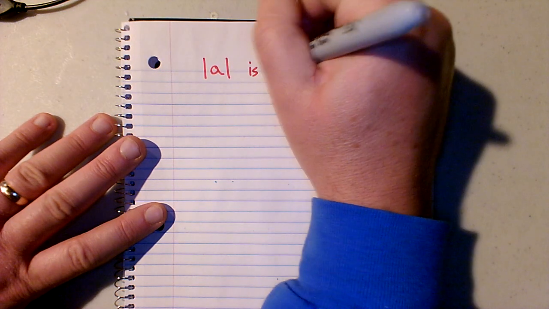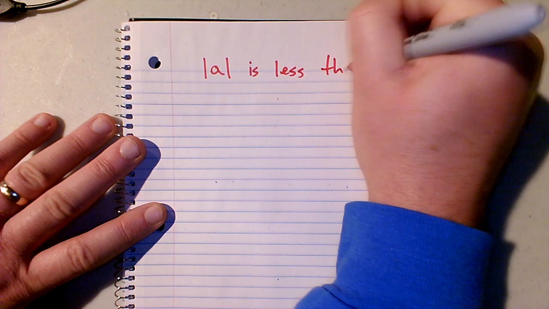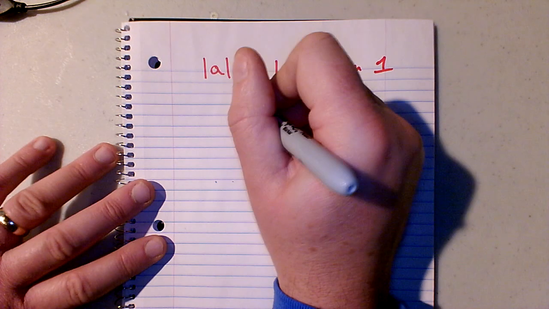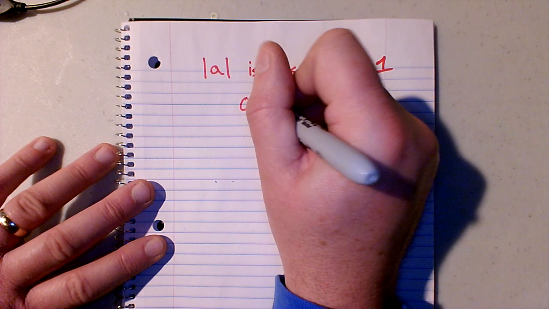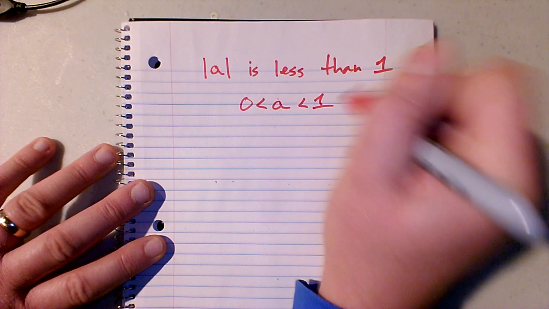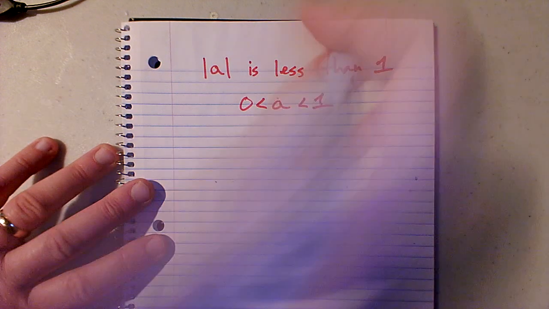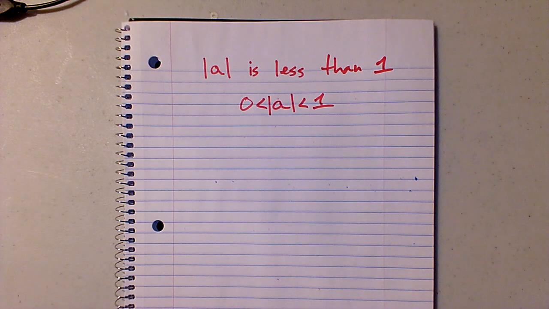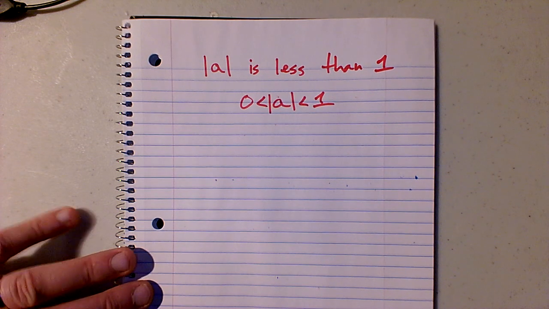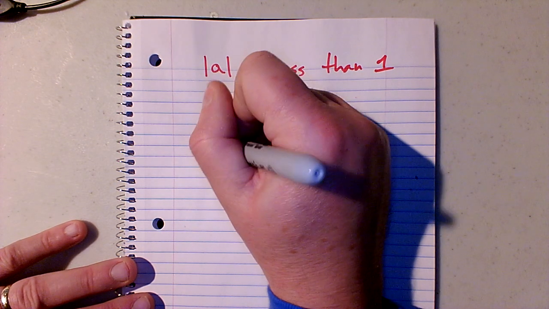Now, the last component of this is if the absolute value of A, the magnitude of A, is less than 1, that means if A is between 0 and 1. If the absolute value of A is between 0 and 1, then we're going to have what's called a vertical shrink.